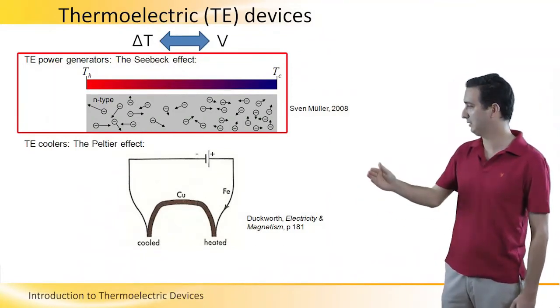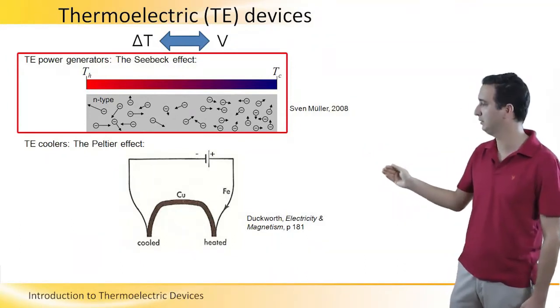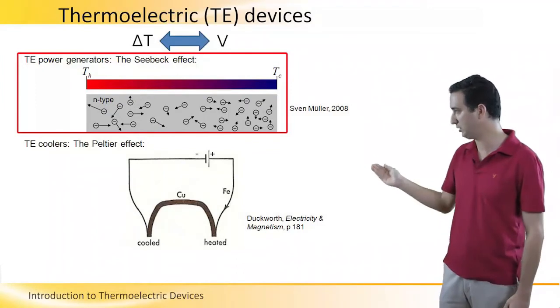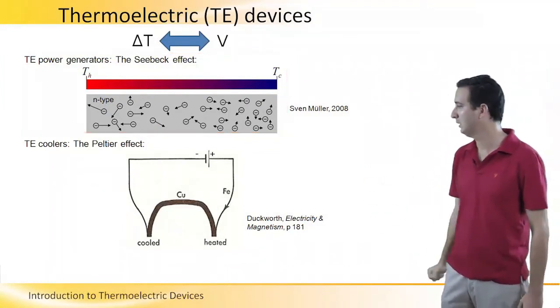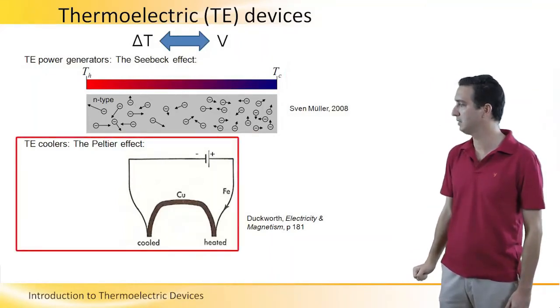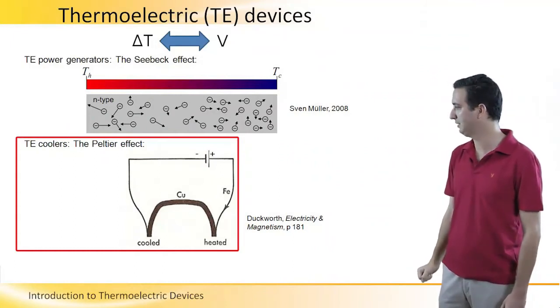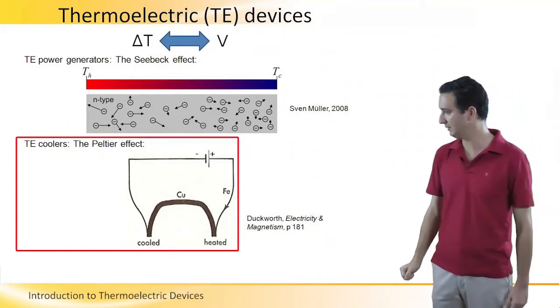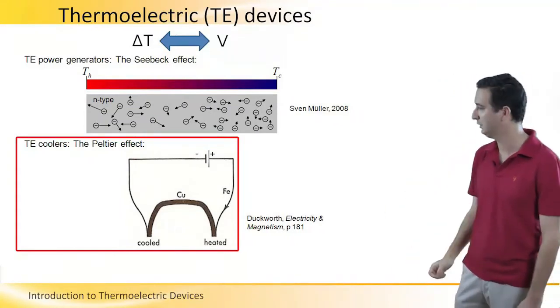So we started with a certain temperature difference, and we obtain voltage. This voltage can be utilized to drive current and perform electrical work. And the other kind of devices is thermoelectric coolers, and the effect that they are based on is the Peltier effect, also known for around 200 years.